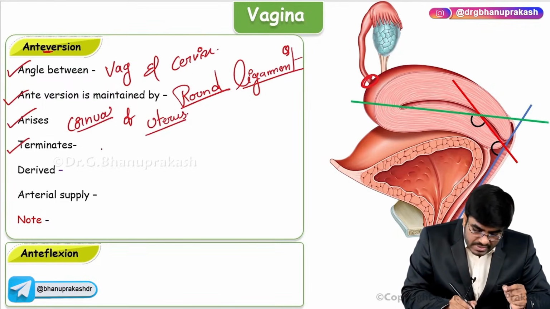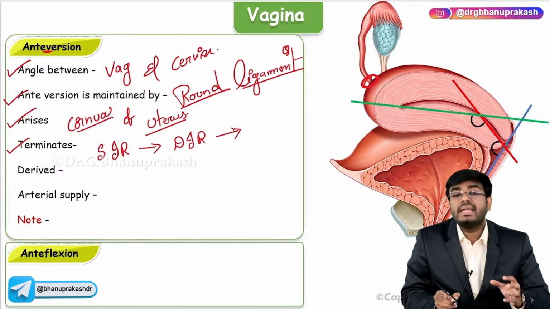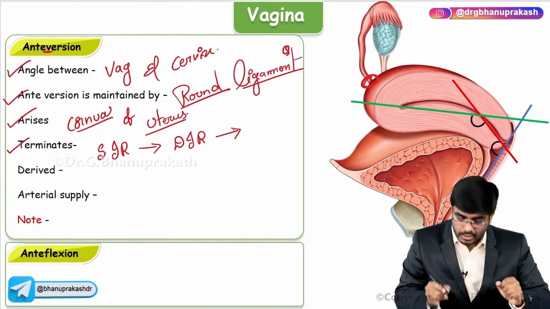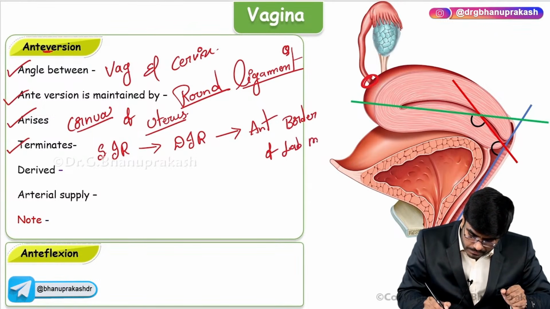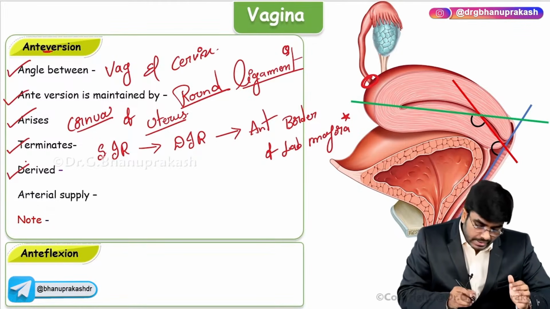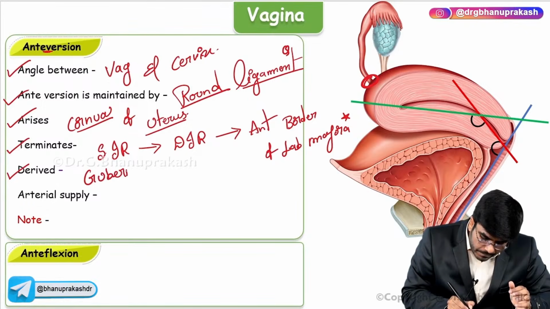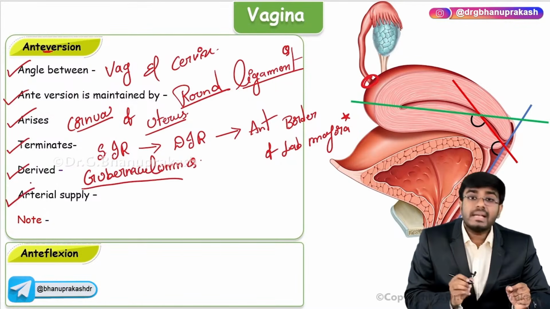This round ligament passes through the deep inguinal ring and the superficial inguinal ring, and later it terminates over the anterior border of the labia majora. This is very, very important. It's an important MCQ. Now, the round ligament is derived from the gubernaculum. So the round ligament is derived from which structure? Gubernaculum.